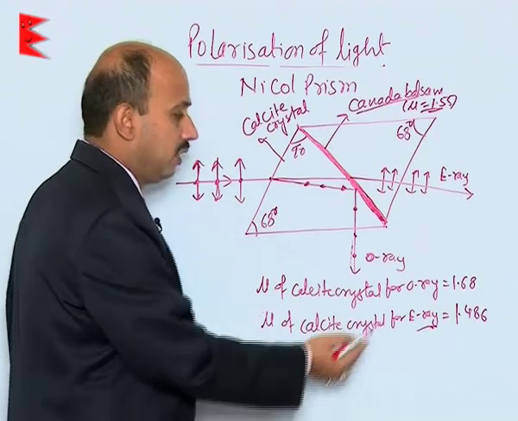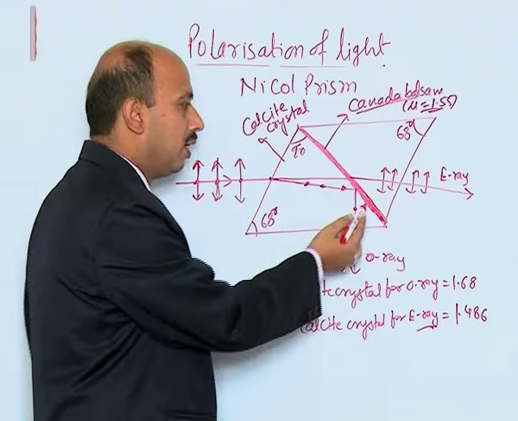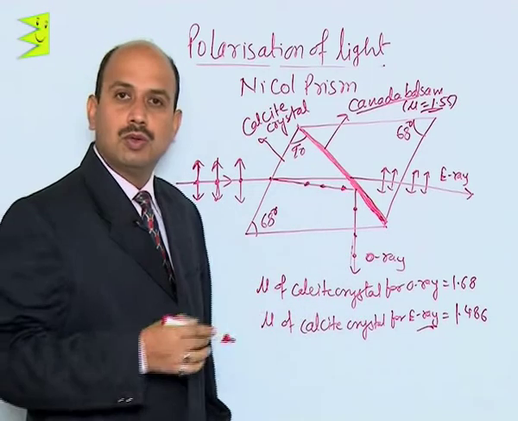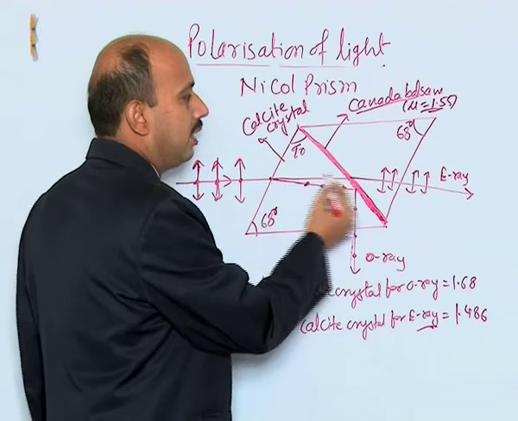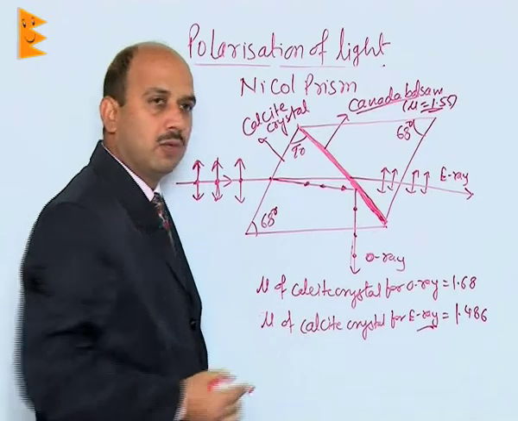But see the E ray, the calcite crystal is acting as a rarer medium as compared to the Canada balsam. So, for the E ray there is actually incidence from rarer to denser. So, it gets deviated from its path, gets refracted, and the E ray is obtained over here.